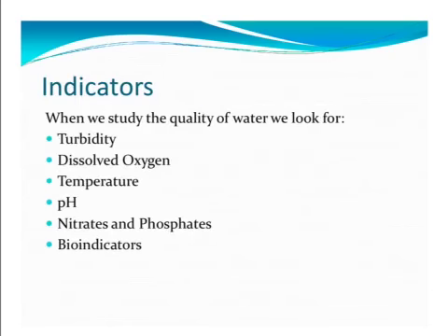Now, when we study the quality of water, we look for turbidity, dissolved oxygen, temperature, pH, nitrates and phosphates, and bioindicators. Now we're going to talk about each indicator in the next slides.